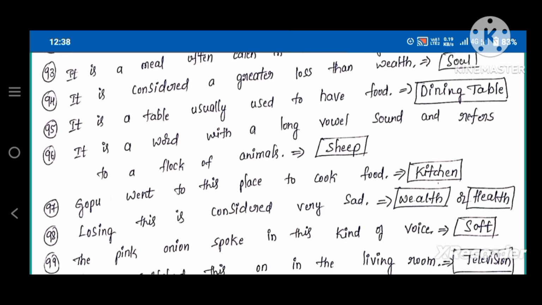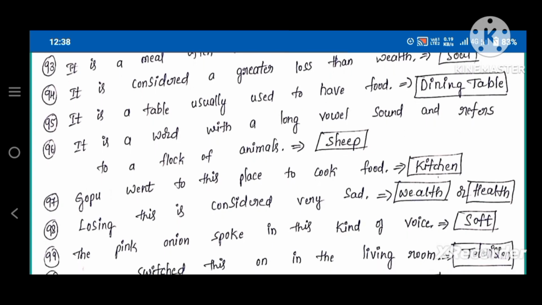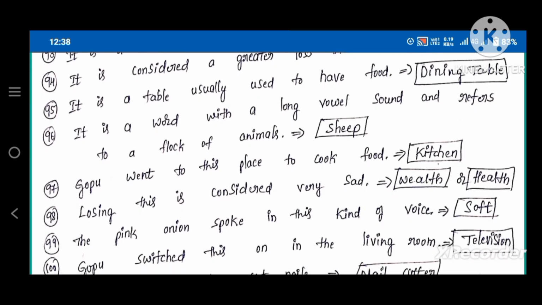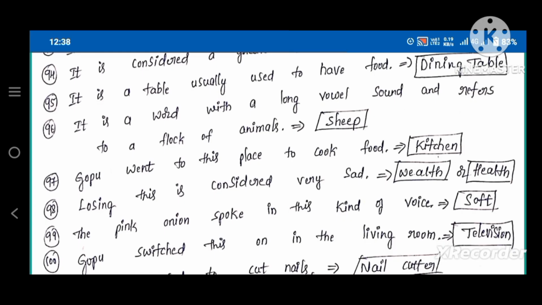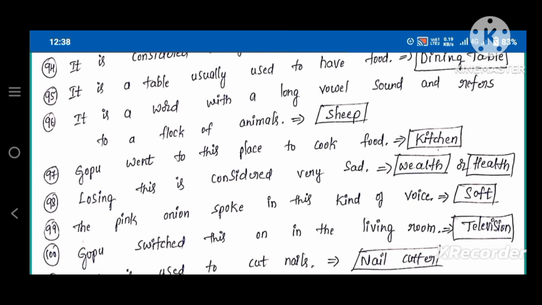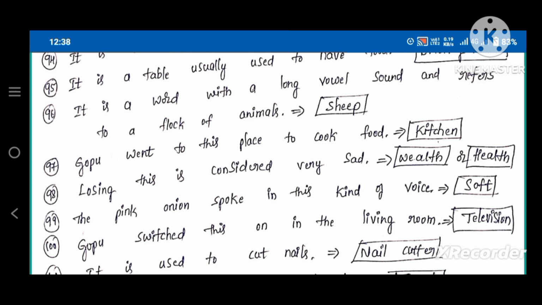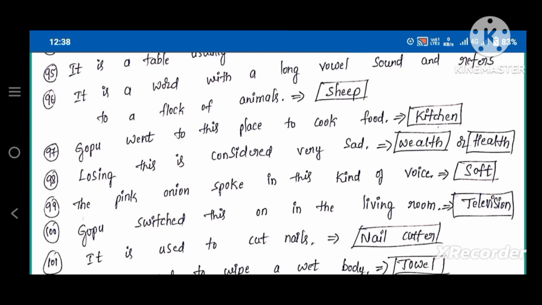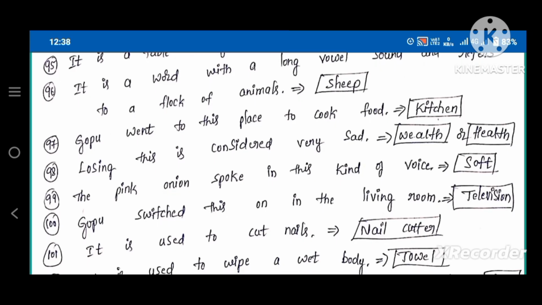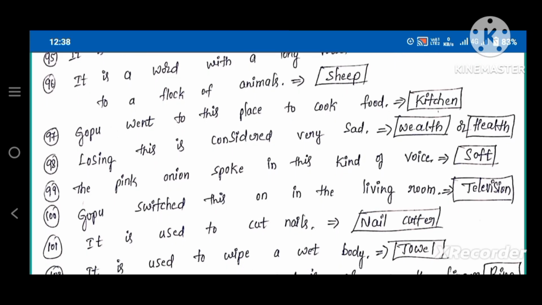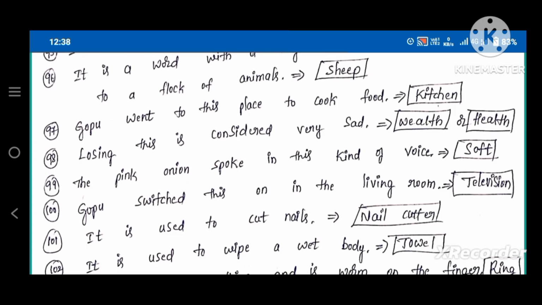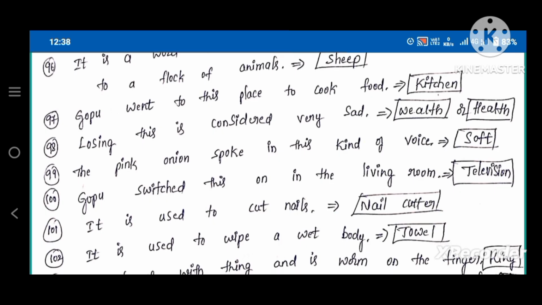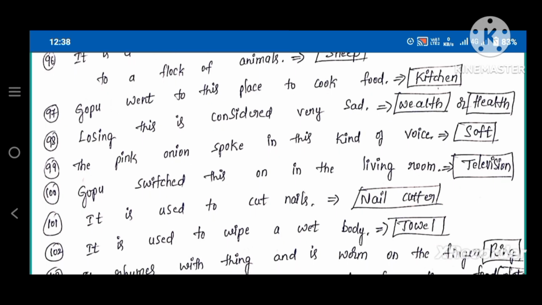It is considered a greater loss than wealth: soul. It is a table usually used to have food: dining table. It is a word with a long vowel sound and refers to a flock of animals: sheep. Gopu went to this place to cook food: kitchen. Losing this is considered very sad: wealth or health. The pink onion spoke in this kind of voice: soft. Gopu switched this on in the living room: television. It is used to cut nails: nail cutter. It is used to wipe a wet body: towel.